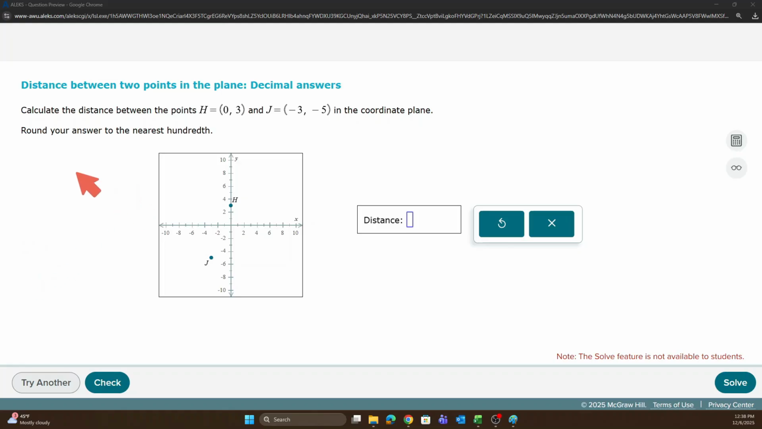So for this problem set, we're calculating the distance between 2 points on a plane. We have our point h, which is 0, 3, and j, which is negative 3, negative 5. And we're looking to find this distance. Now recall that we had actually developed this using the Pythagorean theorem, and we get something like this. D equals the square root of x2 minus x1 squared plus y2 minus y1 squared. And we're going to put all that into our calculator.